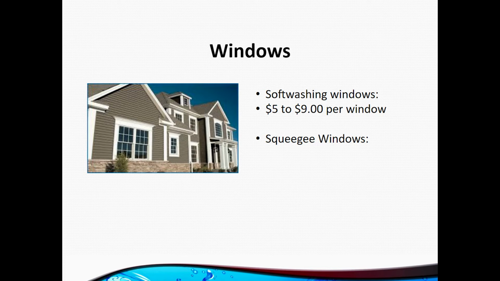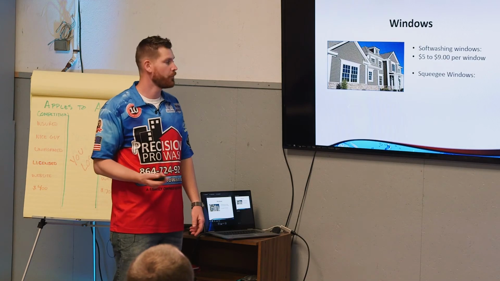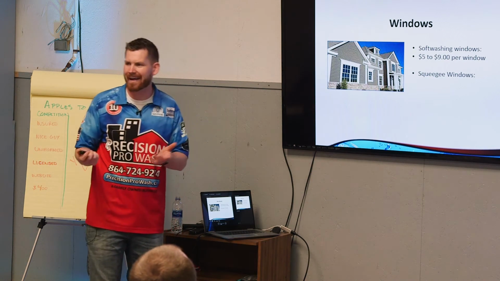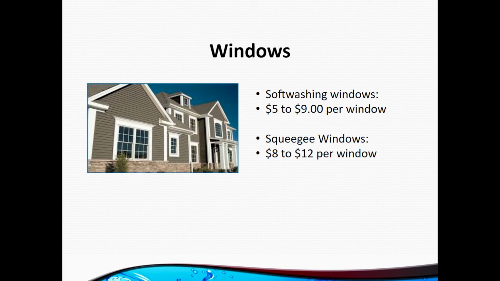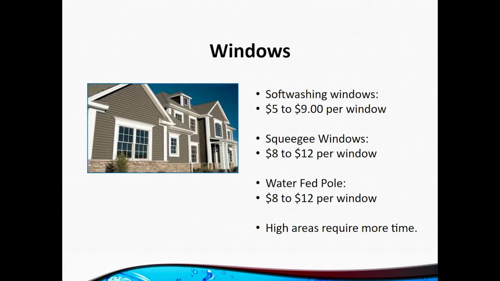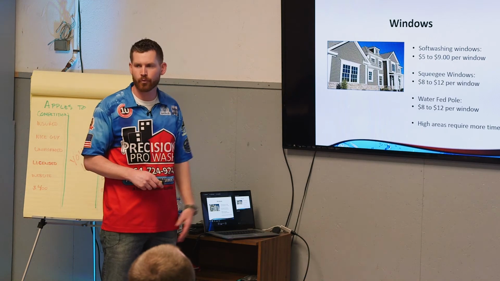All right, and then windows. So soft washing windows, $5 to $9 per window. When we're doing water-fed pole, I'm around $9 for those. Your squeegee windows are going to be a little bit more, so $8 to $12 per window. And then the water-fed pole, $8 to $12. High areas require more time, more reach. If we're doing a lot of ladder work, we're going to be at that higher dollar per window price.